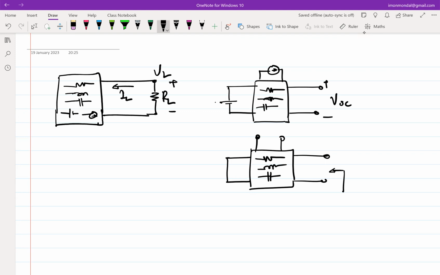And if I give you a network, how do you figure out an output impedance experimentally? What will you do in the lab? If I give you a network and ask you to find out the impedance, what will you do? Short that.